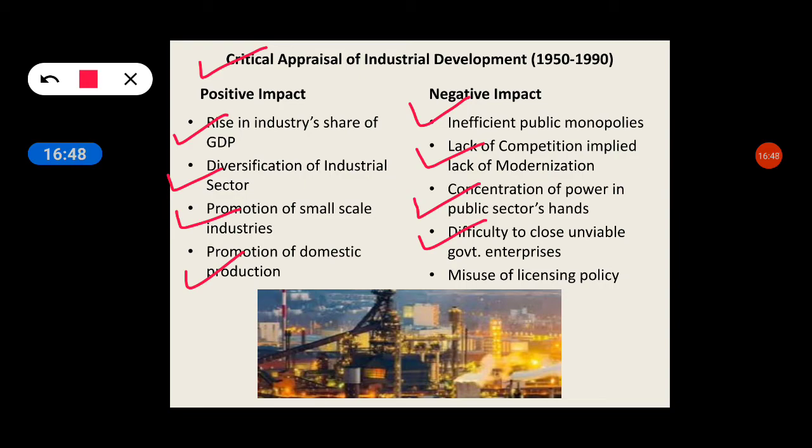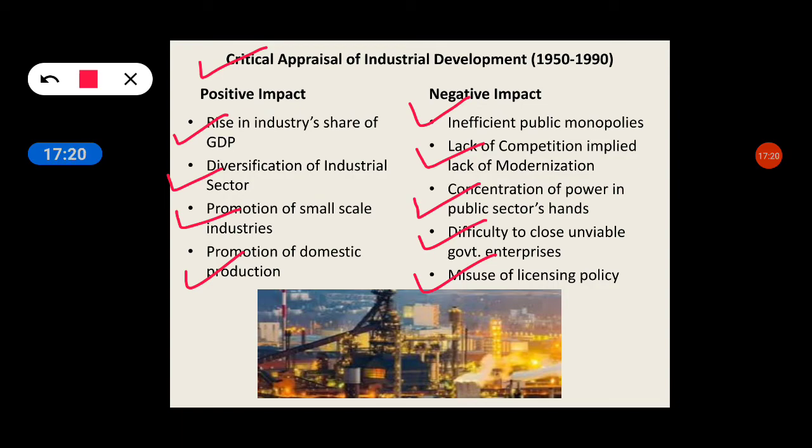So that's the point. And the last one is misuse of licensing policy. We all know there was a license raj, where we needed a license to start a new industry or set up an industrial unit. More time was spent by the industrialists trying to obtain a license, rather than thinking about how to improve their product. And big industrialists would get a license not only for starting a new firm, but also to prevent competitors from starting new firms.